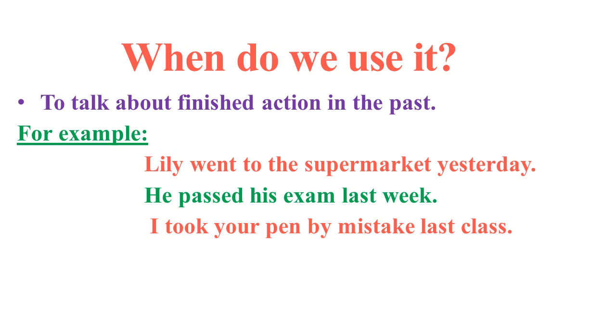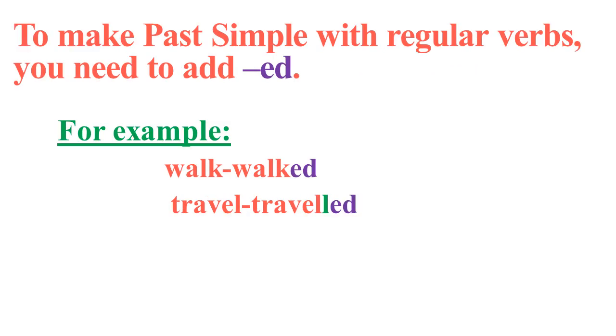Lily went to the supermarket yesterday. He passed his exam last week. I took your pen by mistake last class. So these three sentences illustrate finished action in the past. And how do we make it?